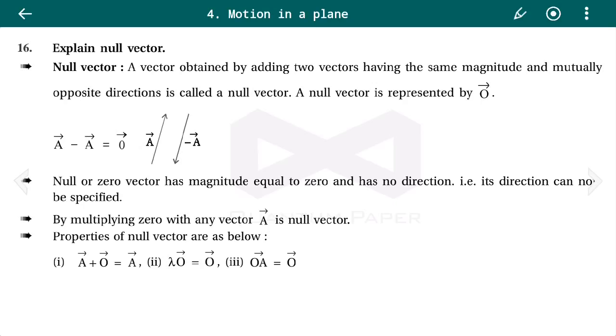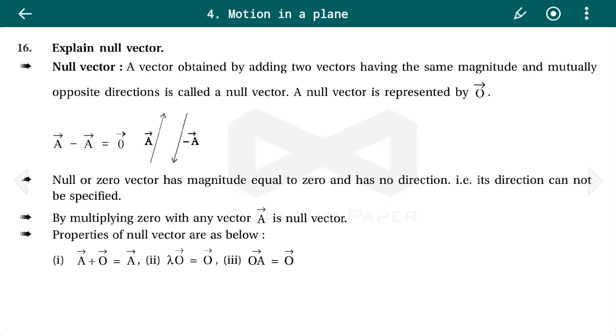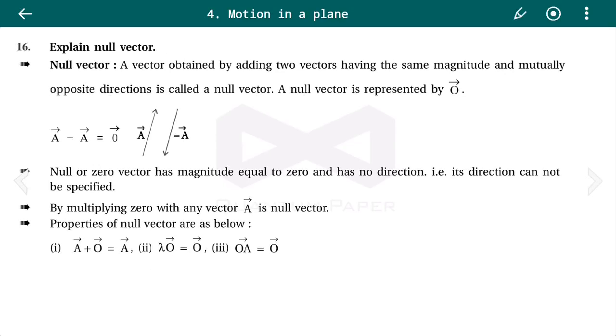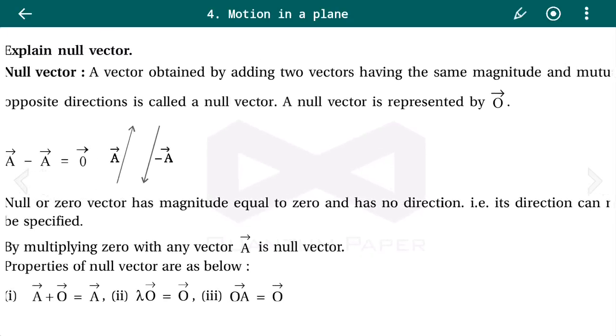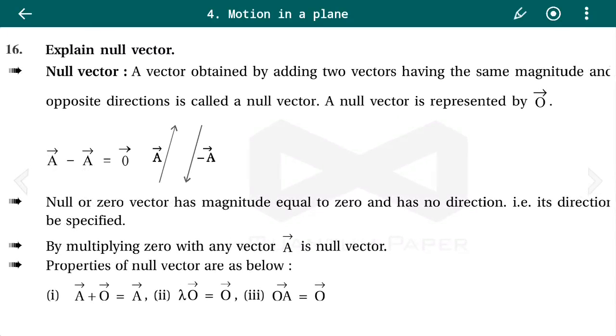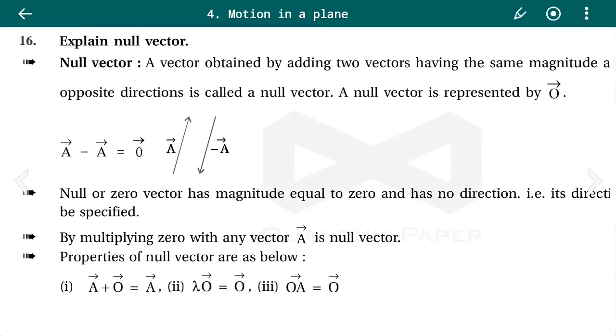A vector obtained by adding two vectors having the same magnitude and mutually opposite direction is called a null vector. That means when you take two vectors whose values are the same but whose directions are opposite, then when you add these two vectors, the resultant will be 0. And so the resultant vector by addition of two vectors having the same magnitude and opposite direction is called the null vector. A null vector is represented by O vector, or you can say 0 vector.